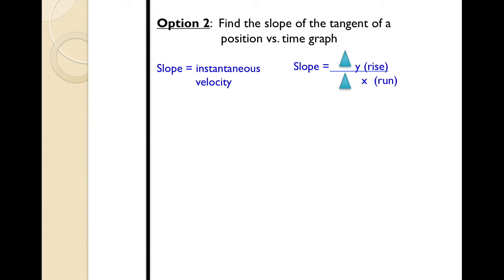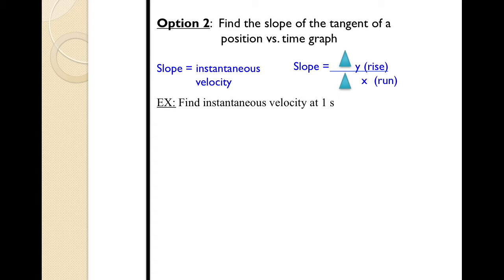So option 2. The next part is to find the slope of the tangent of the position versus time graph. If you have access to the position versus time graph, then all you need to know is that the slope is the instantaneous velocity at whatever time you wish to figure out what the velocity is. Remember, slope is the change in y, or the rise, over the change in x, which is the run. So let's go ahead and take a look at this.